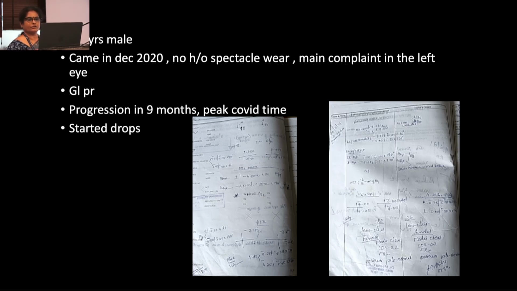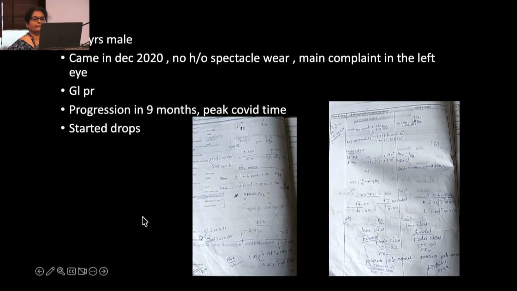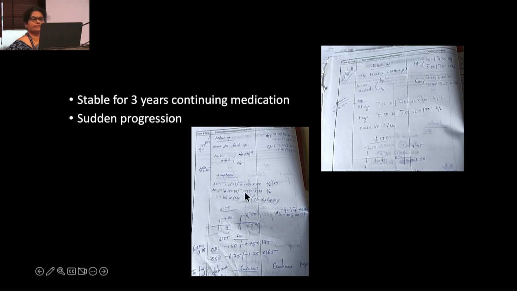Then we started on drops, and here you can see he developed a myopia, simple myopia in the right eye also. And the left eye from 2.5 has gone to -5. Maybe availability of the drug was not there at that time. And he was stable for about 3 years with continuing medication. And you can see the sudden progression. It started with -2.5, went to 5, and now it is progressing, mainly in the left eye. And the right eye is almost stable with -1.25.